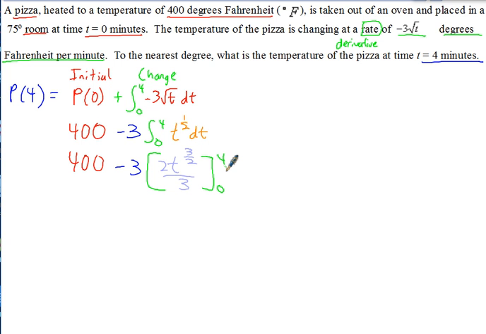Drive it from 0 to 4. Then we can keep simplifying that. You can pull out the 2/3 and notice the 3's will reduce out, so you just have a negative 2 on the outside now. And then if we switch it back to radical form, it'll be easier to evaluate. Instead of t to the 3/2, that's the same as the square root of t cubed.